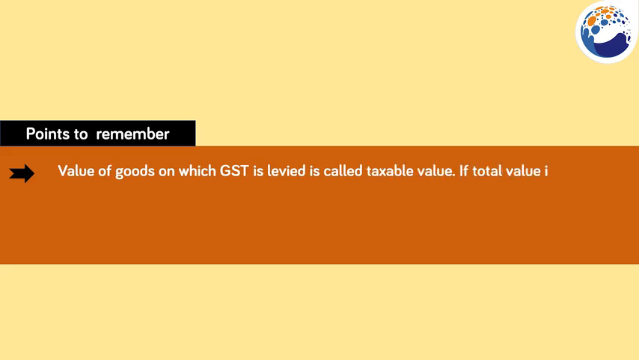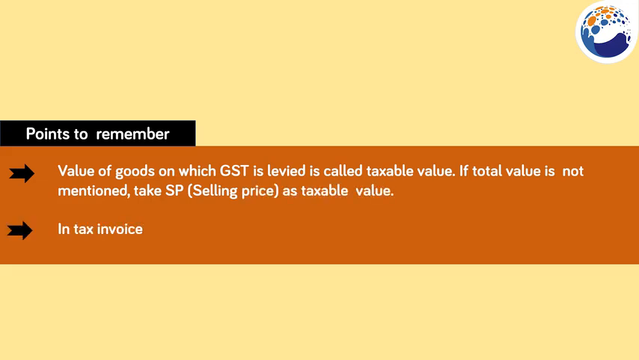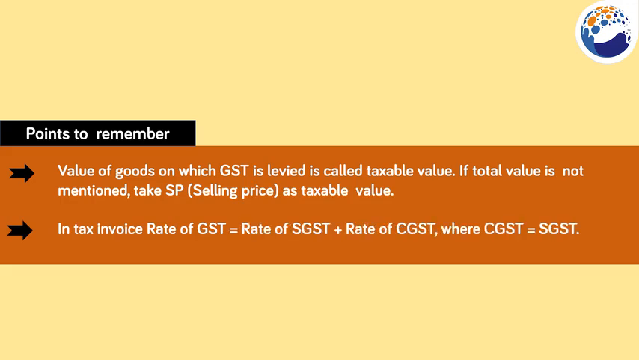Points to remember. The value of goods on which GST is levied is called taxable value. If the total value is not mentioned, take SP as taxable value. In a tax invoice, the rate of GST is equal to the rate of SGST plus the rate of CGST, where CGST is equal to SGST.